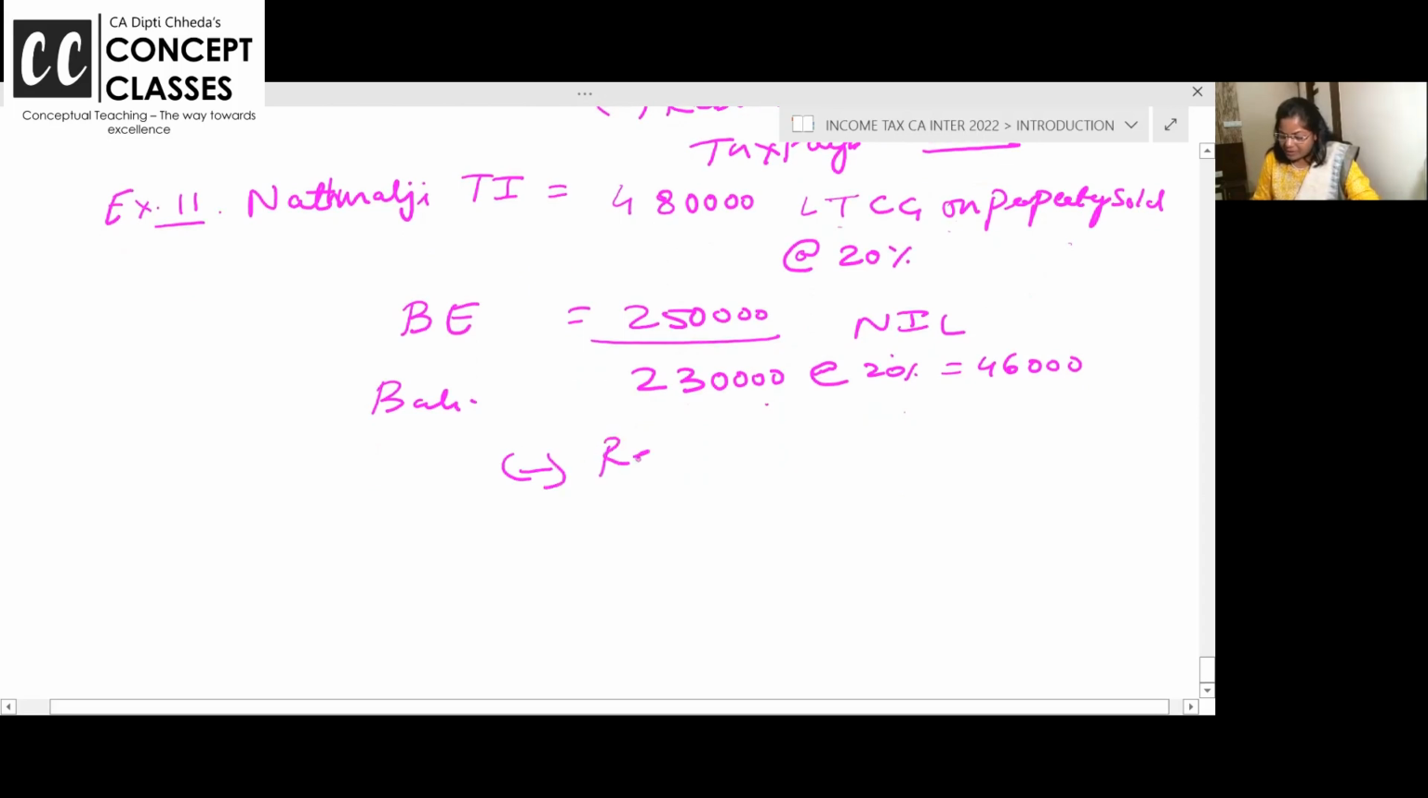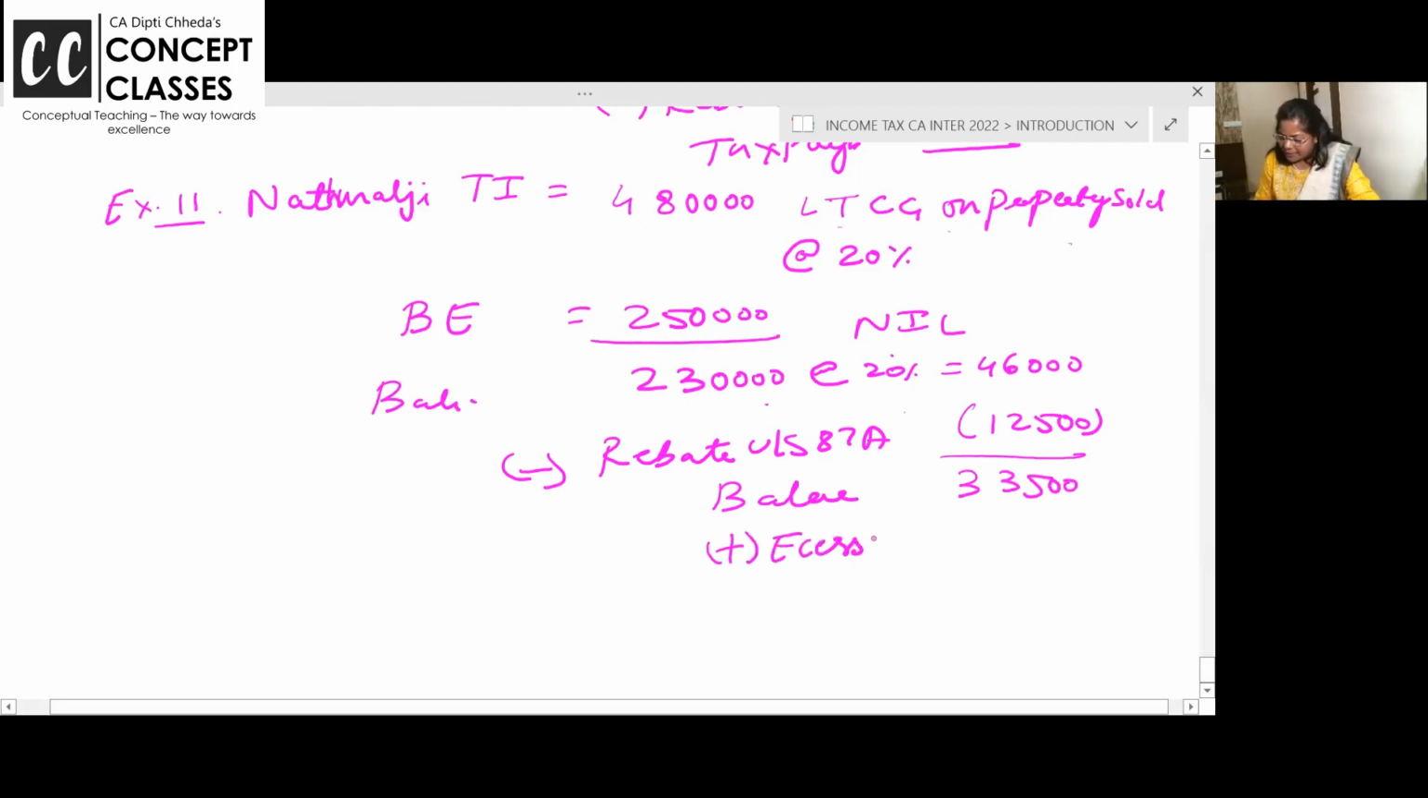Now tell me, shall we give a rebate under section 87A? Answer is yes. Why? Because Nathmal ji has total income less than 5 lakh. But how much rebate shall I give? Up to 12,500. The balance tax is 33,500. Now on this you will add ESES 4%.